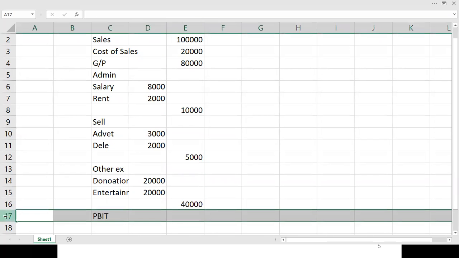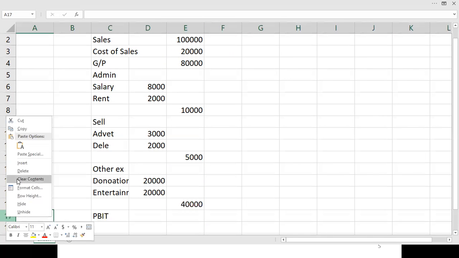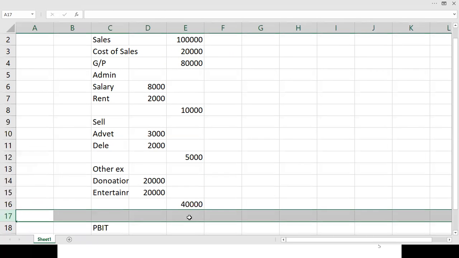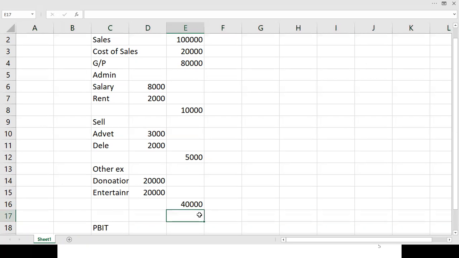How much profit before interest and tax? 25,000. Minus 3,000... Okay, how much? 25,000, right? Profit before tax is 25,000, right?